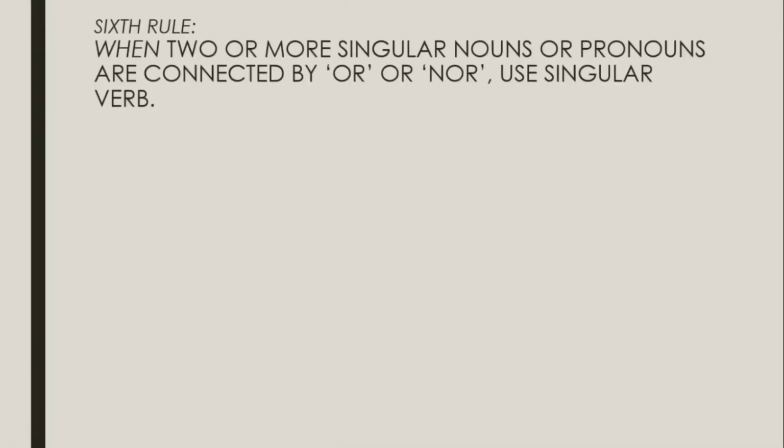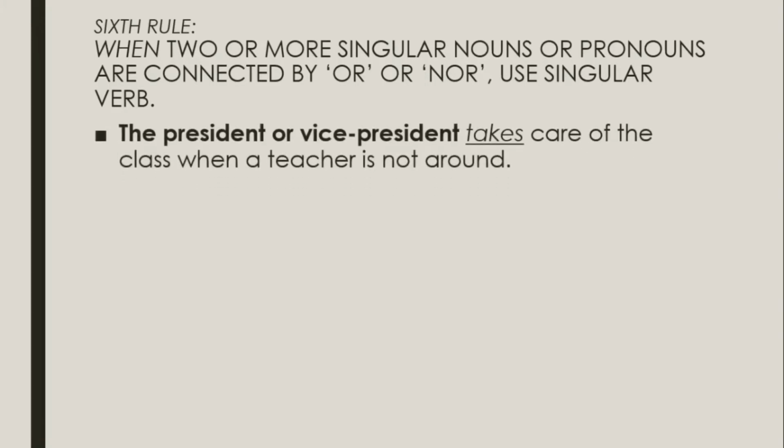For our next rule, which is the sixth rule, when two or more singular nouns or pronouns are connected by or or nor, use a singular verb. In this particular rule, we only have singular subjects, but connected with the conjunctions or or nor. For example, the president or vice president takes care of the class when a teacher is not around. If you observe, we have two subjects, the president and the vice president. If you think about it, these are two individuals. But in this particular sentence, we are choosing between the two. So the president or the vice president. Even though we use the conjunction or, because the nouns are singular, we need to partner it with a singular verb, and that is takes.